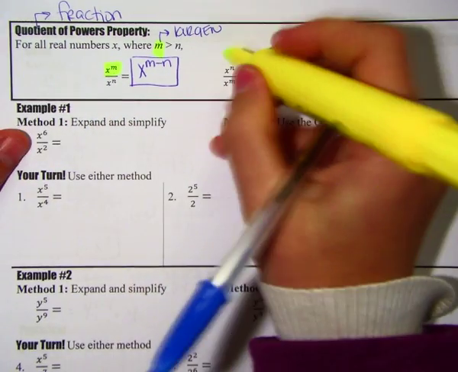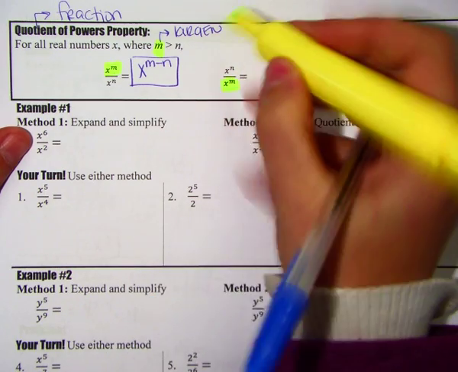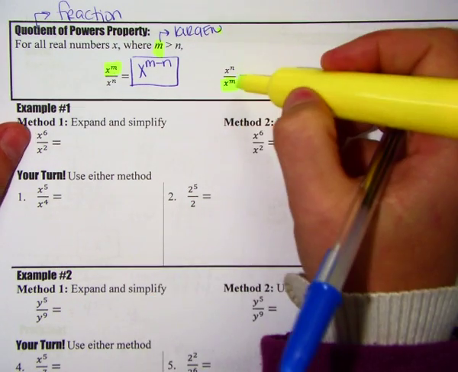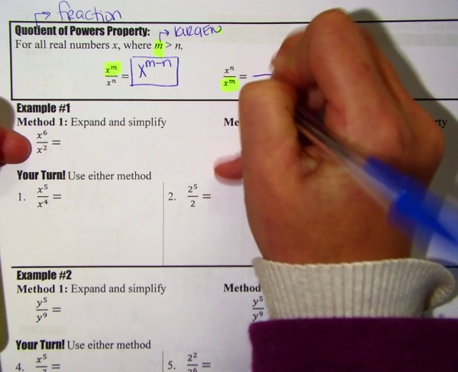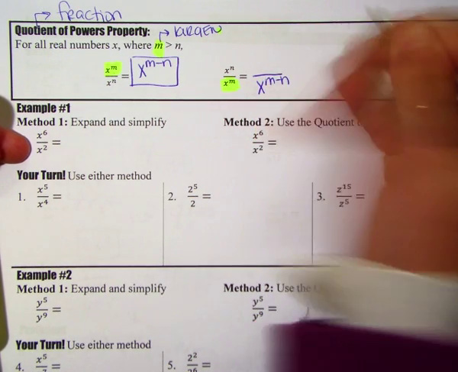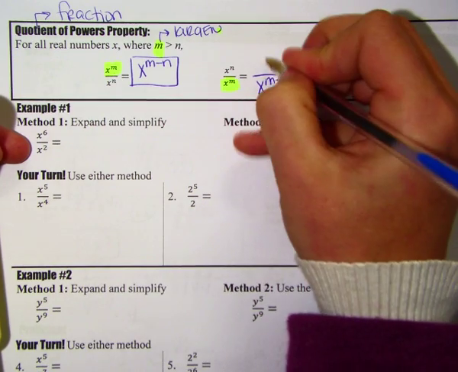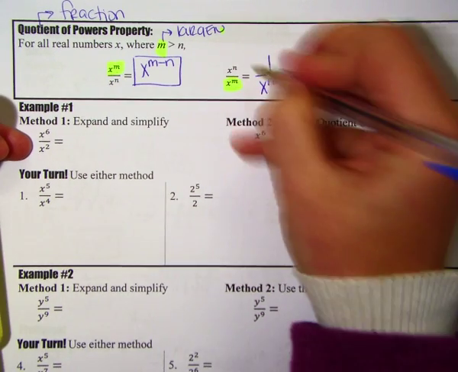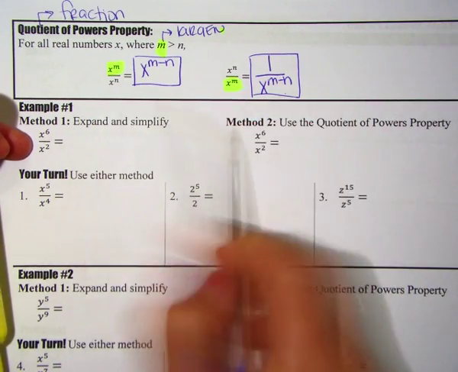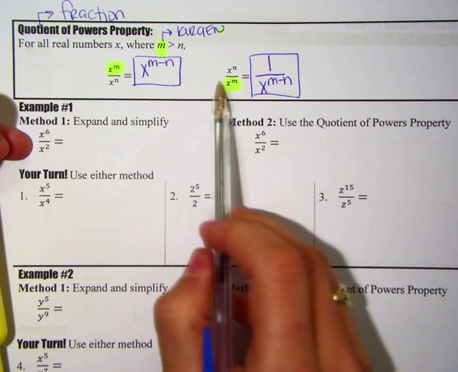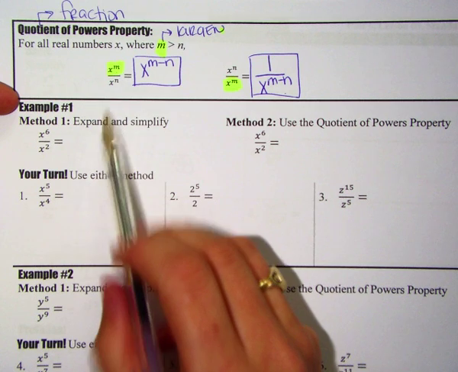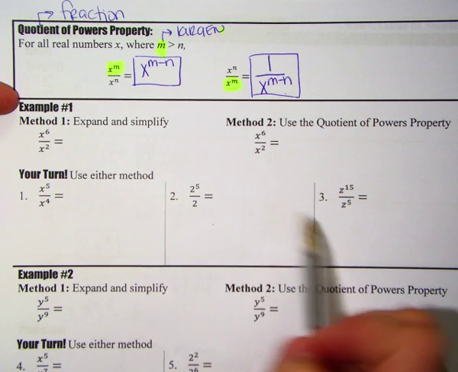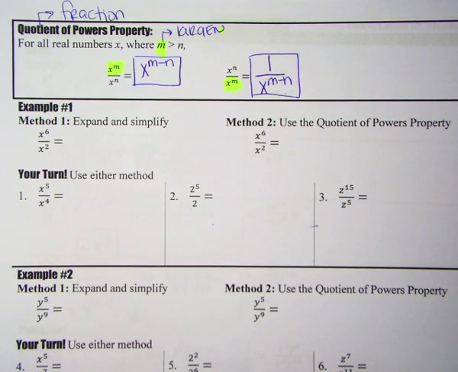Versus this one, where since m is a larger number, and the larger number is in the denominator, we'll still subtract the powers. However, the x will stay in the denominator, and we'll put a 1 in the numerator. Subtract the powers, and it will stay where the larger exponent is. So I'm only going to do these. The answer keys to these three will be on your practice, or on the answer key.